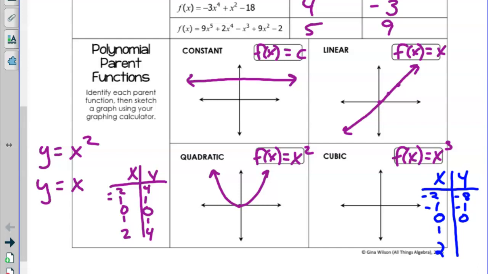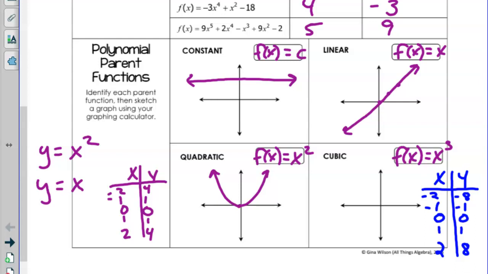Alright, so we have negative 8, negative 1, 0 so far. What is 1 cubed? 1. Positive 8. Positive 8, right. So did you see what happened here? The quadratic mirrored each other. This one, they're opposites on either side in the parent function. So we have negative 8, negative 1, 0, 1, 8.